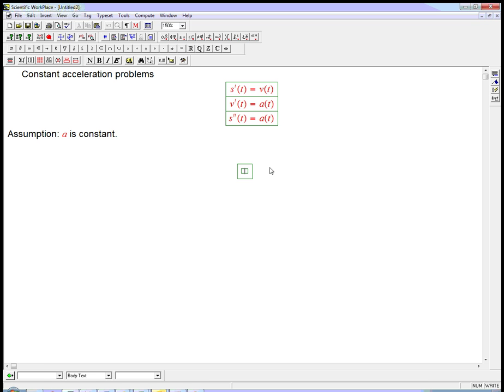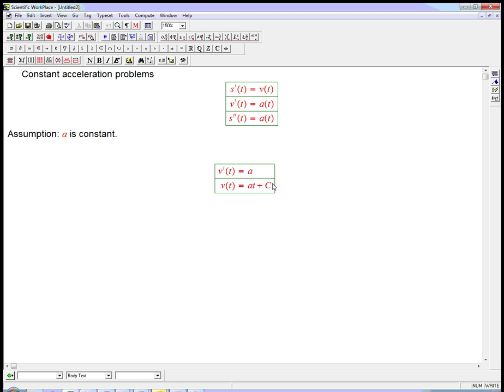If a is a constant and v is the antiderivative of a, so v prime of t is just a number a, then v of t, well, a constant just anti-differentiates to constant times t. Remember, t is the variable here, not x. But then plus an arbitrary constant. You always have to add in that arbitrary constant.